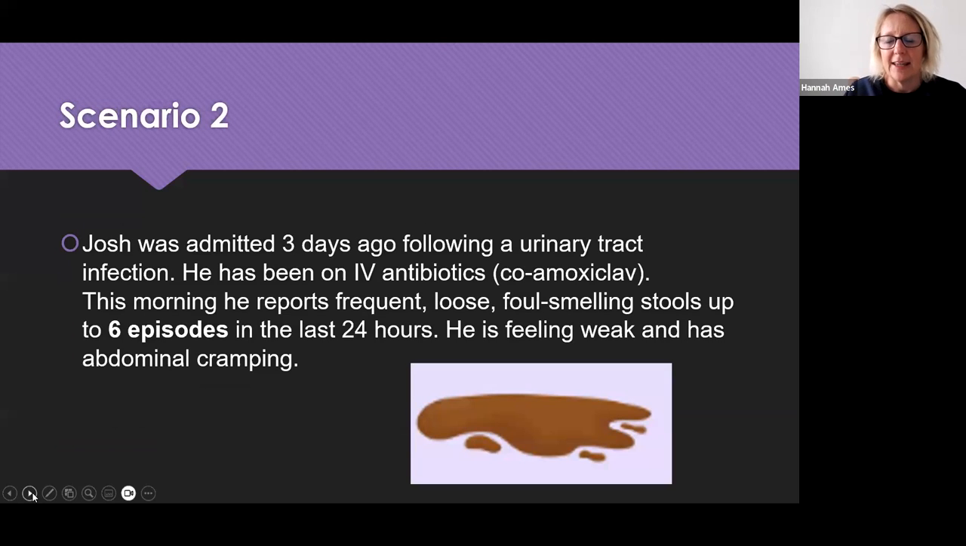So scenario 2, we're going to look at the other end of the spectrum. This is a patient that's got diarrhoea. You could have an infective cause of diarrhoea or a non-infective cause of diarrhoea, so just read your scenario carefully. Here we've got Josh, who was admitted 3 days ago following a urinary tract infection. He's been on IV antibiotics, co-amoxiclav. This morning he reports frequent loose, foul-smelling stools, up to 6 episodes in the last 24 hours. He's feeling weak and has abdominal cramping. And we've got a picture of a very loose, watery stool there.